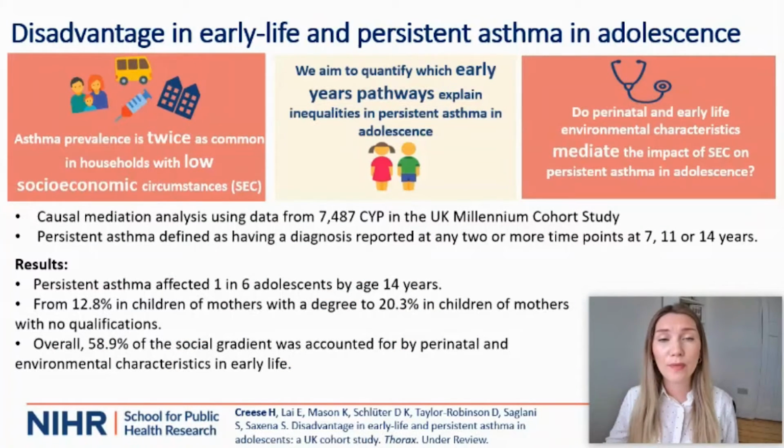Finally, in a causal mediation analysis, we assessed how blocks of perinatal characteristics measured at 9 months and environmental risk factors measured at 3 years mediated the total effect of socioeconomic circumstances in early life on persistent asthma at age 14 in the UK Millennium Cohort Study. There was a clear social gradient in persistent asthma. Overall, just under 60% of the total effect of socioeconomic circumstances on risk of persistent asthma in adolescents was mediated by perinatal and environmental characteristics.